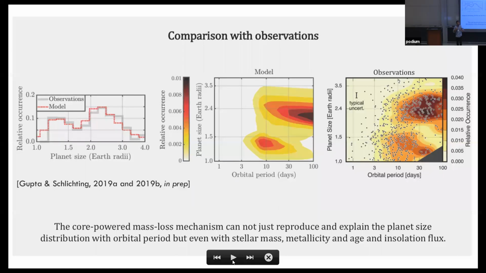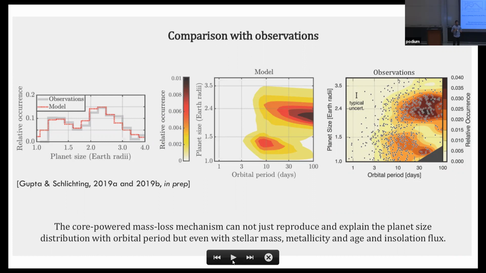And we can also explain a multitude of observations through this mechanism. As an example, what I have here is how the 1D distribution of planets changes and how the planet distribution changes as a function of planet size and orbital period. And what you can clearly see is that our results are in good agreement with the observations.